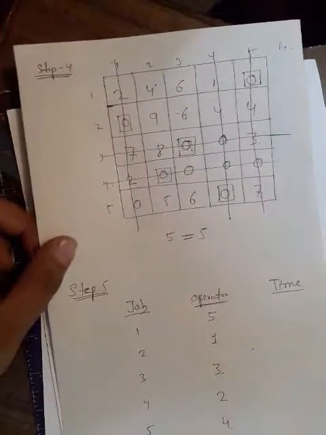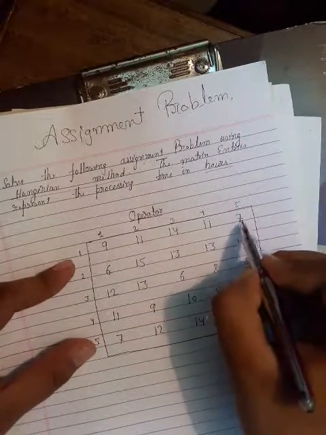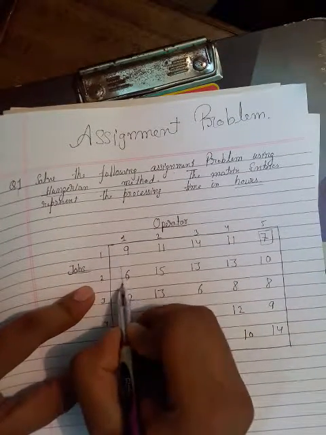Now take the question. Match it and write the respective values. For job 1 the operator is 5, so we have to select this element. The time taken is 7. For the second job the operator is 1, so I have to select this and write it here as the time.